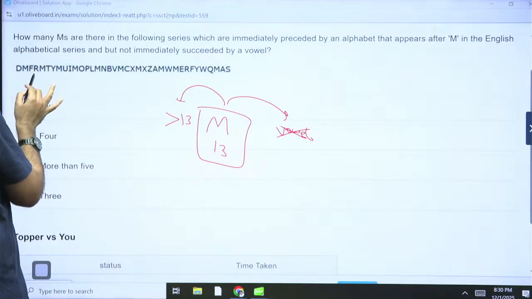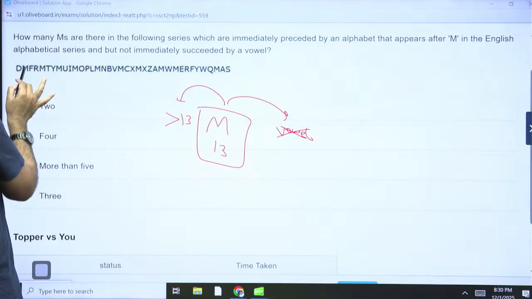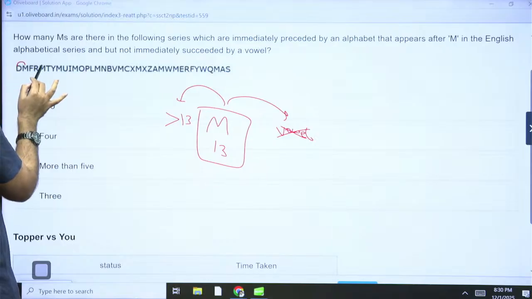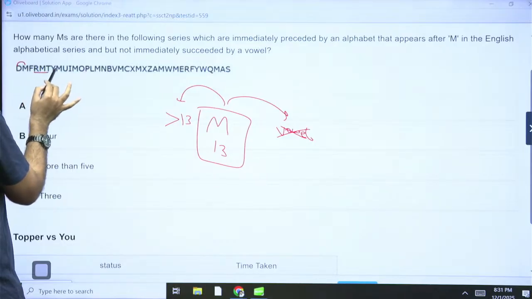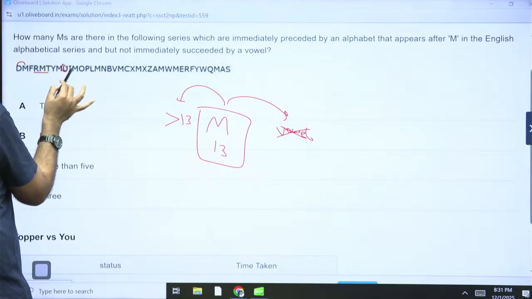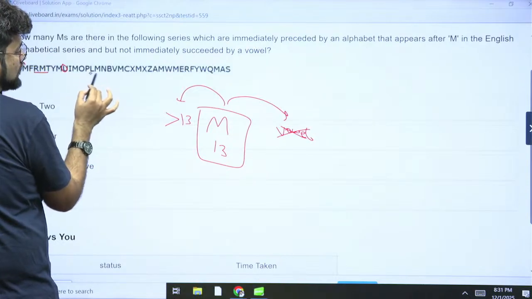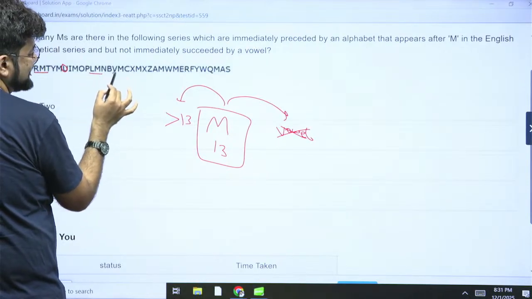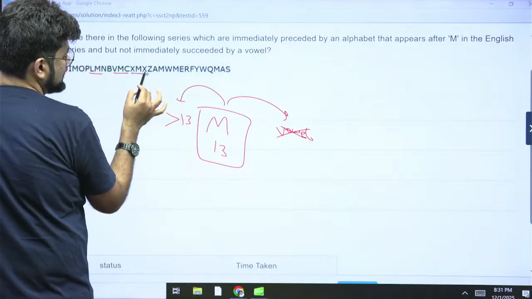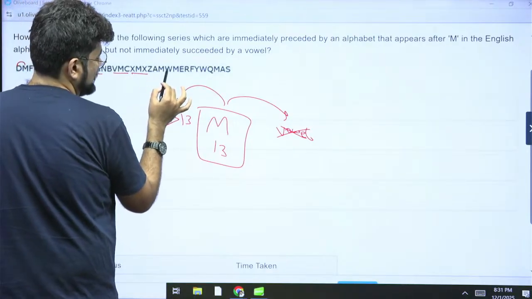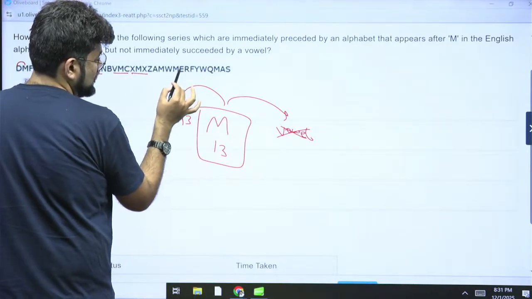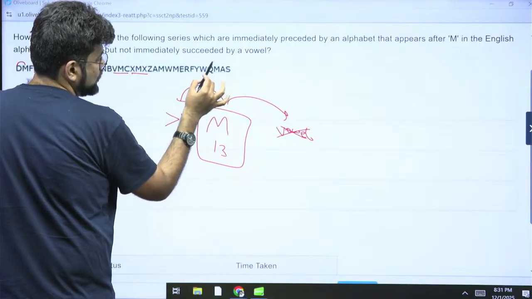So M is 13. This is D, so not there. M 18, 20. This is perfect. M 25, but this is a vowel, so no. M 9, no. M 12, this is also no. M 22C, this is perfect. M XX is perfect. M A W, no. M W E, no, it's a vowel. And MQA, no, it's a vowel.